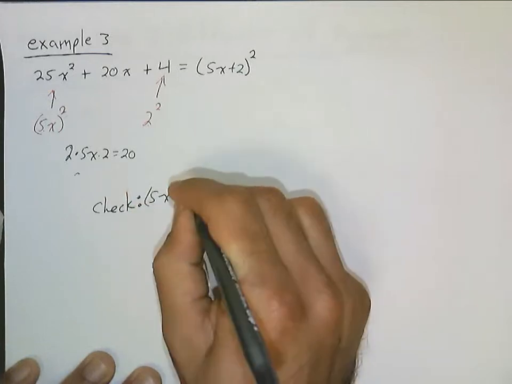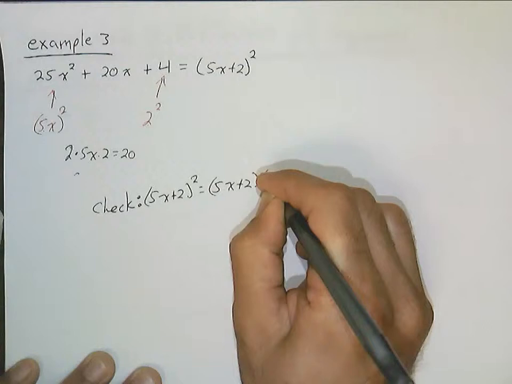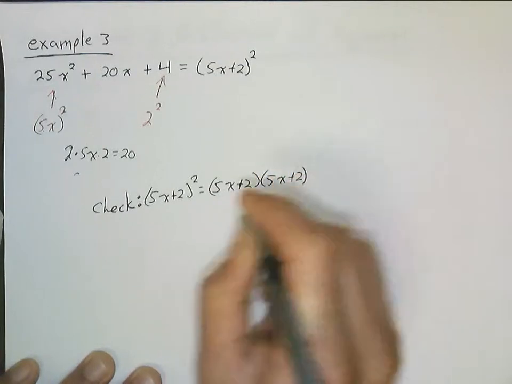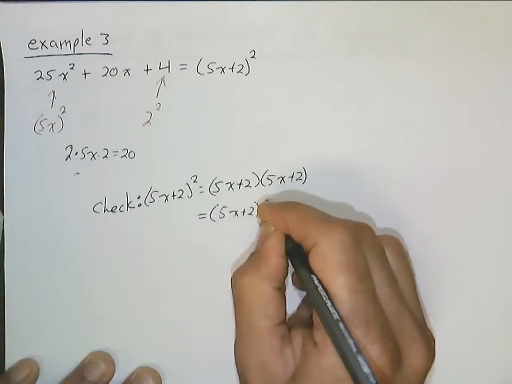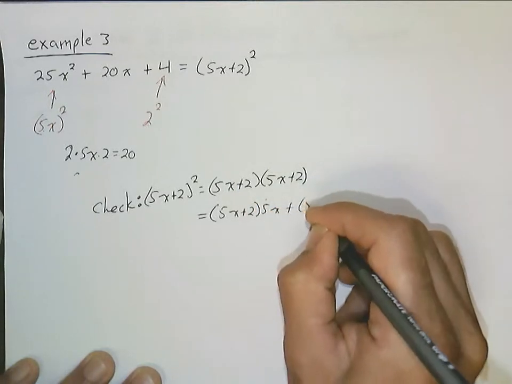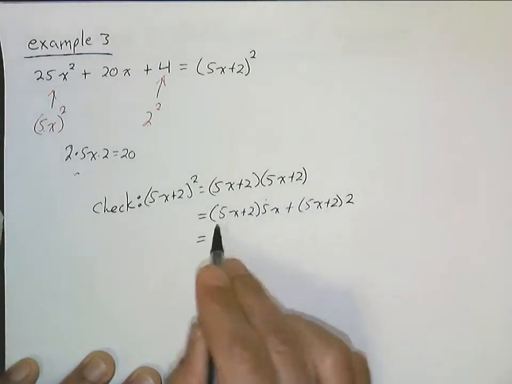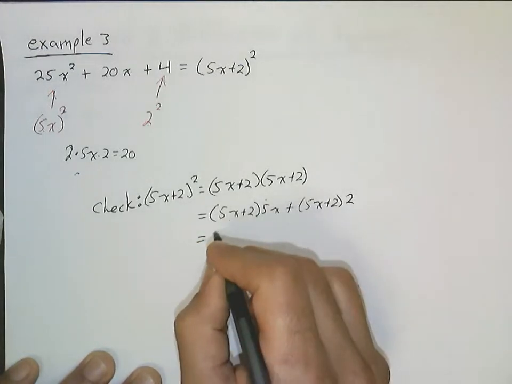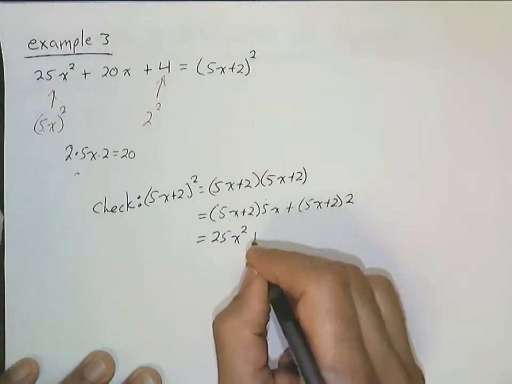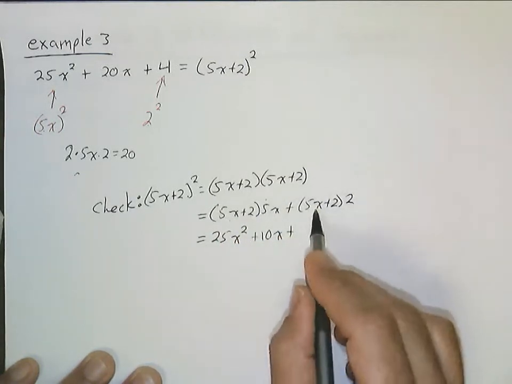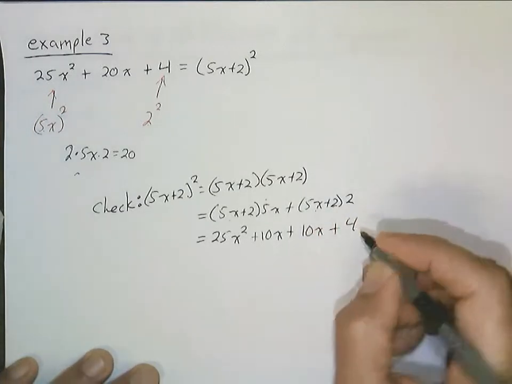5x plus 2 squared is equal to 5x plus 2 times 5x plus 2. That is 5x plus 2 times 5x, plus 5x plus 2 times 2. Distribute the 5x back in. 5x times 5x is, of course, 25x squared. 2 times 5x is 10x. 5x times 2 is another 10x. 2 times 2 is 4.